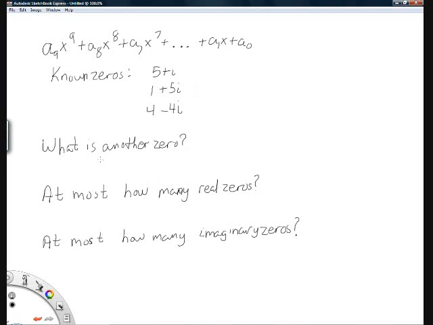So an example of another zero would be simply 5 minus i, or 1 minus 5i, or 4 plus 4i. These are simply the conjugates. So we're going to put here, look for conjugates.